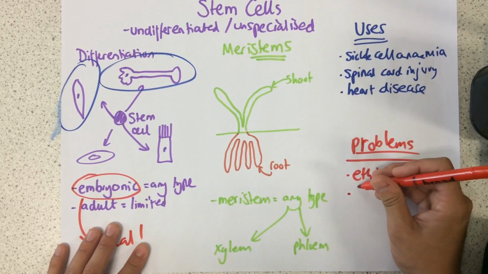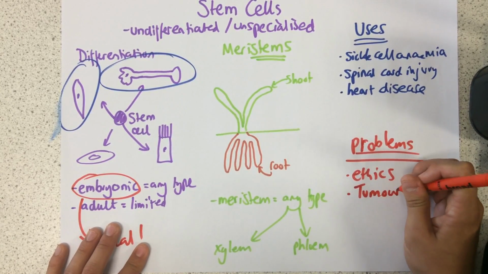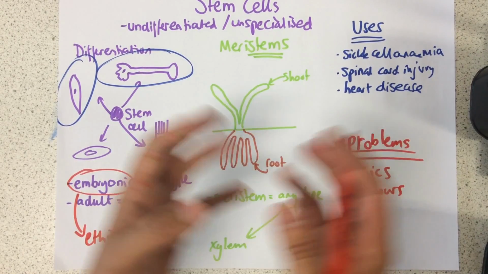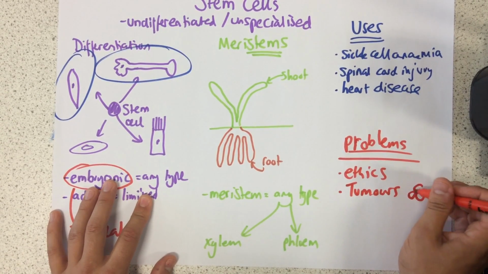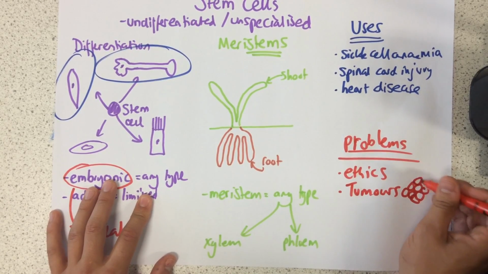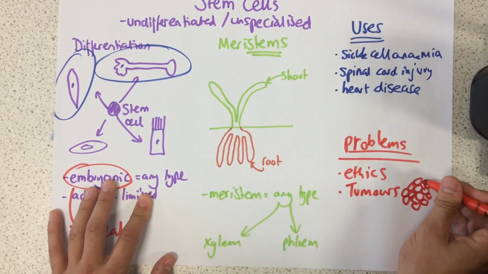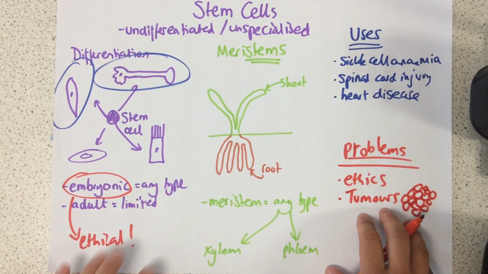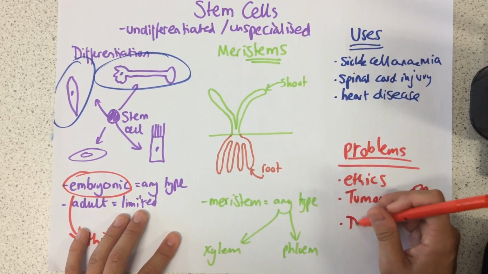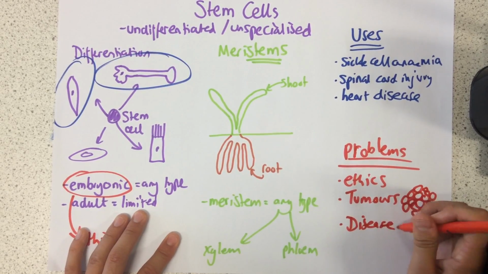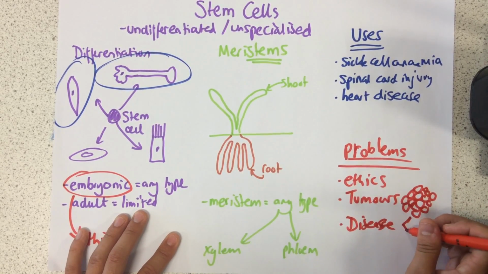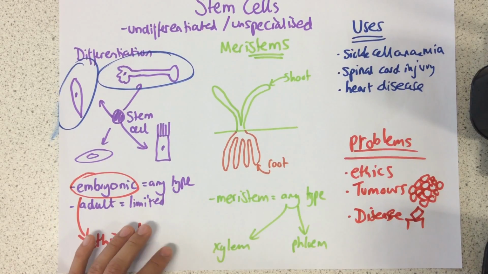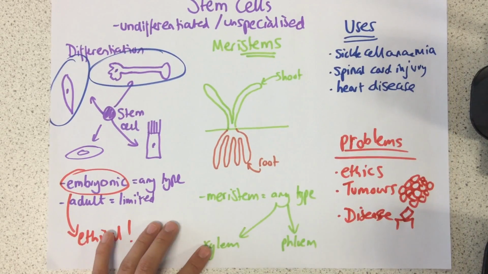Also, a big problem is tumours. Because if we've introduced a stem cell and we want it to divide, it's very difficult to control that division. It could just keep dividing and dividing and dividing and form a tumour, which could cause big, big problems. Next up is disease. If for whatever reason, somehow there was a virus within a stem cell and we implanted it in someone's body, we'd be giving them that particular disease.